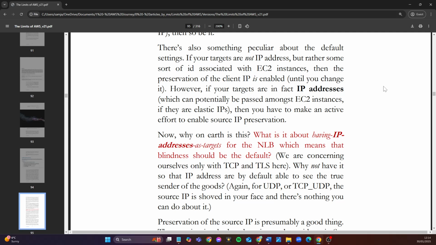However, if your targets are in fact IP addresses, as opposed to some other ID, then you have to make an active effort to enable source IP preservation. Again, if your targets are IP addresses, which can potentially be passed amongst EC2 instances if they're elastic IPs, remember, then you have to make an active effort to enable source IP preservation.